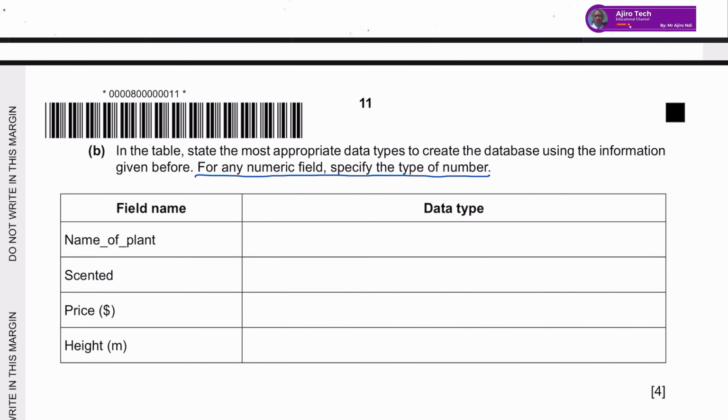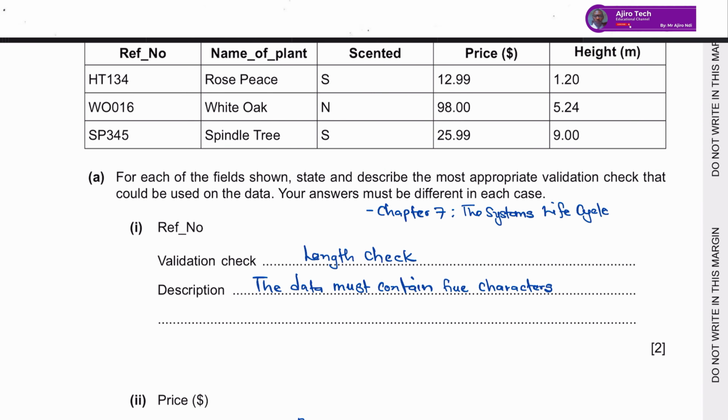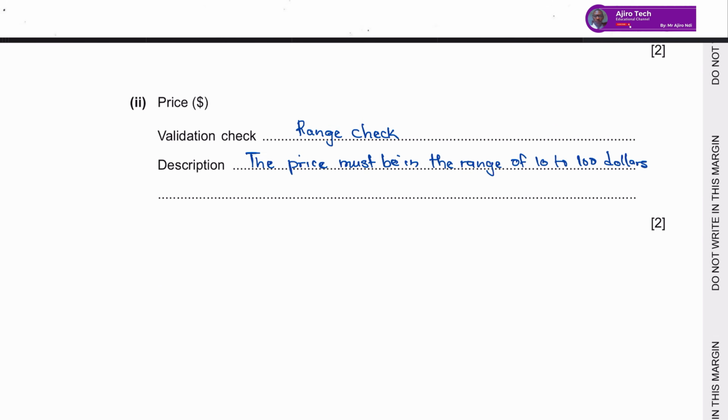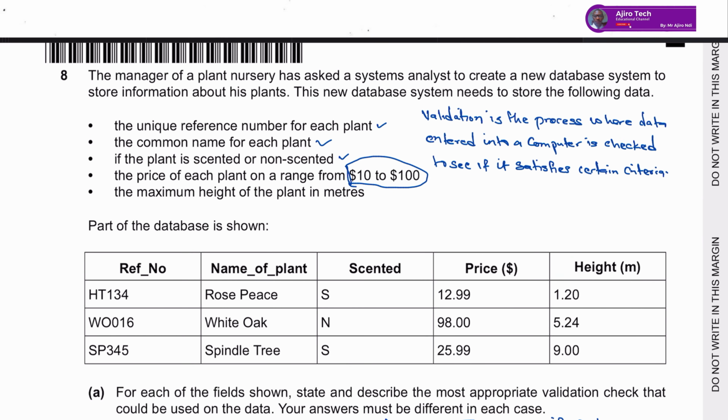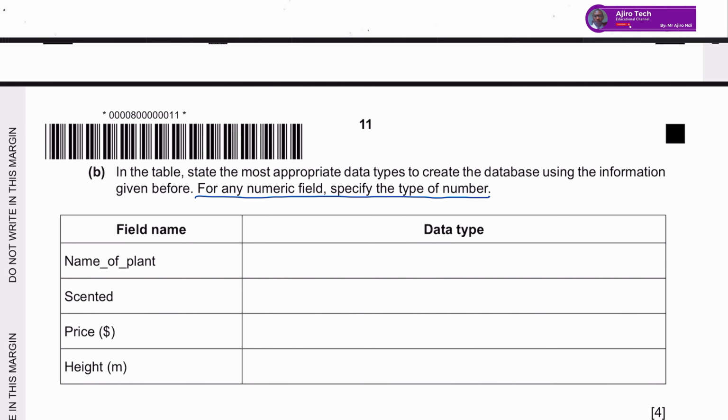So let's look at it. Name of plant. Let's go back. Name of plant. Okay, so this is definitely going to be alphanumeric. Name of plant, alphanumeric. This can be alphanumeric or this can be text, right? So this can be alphanumeric.